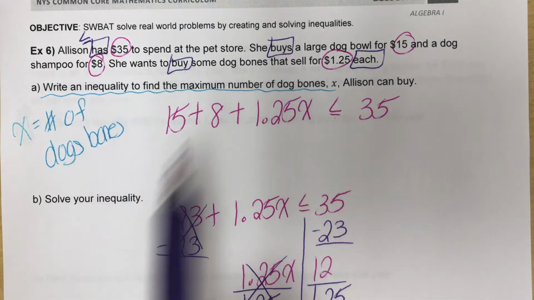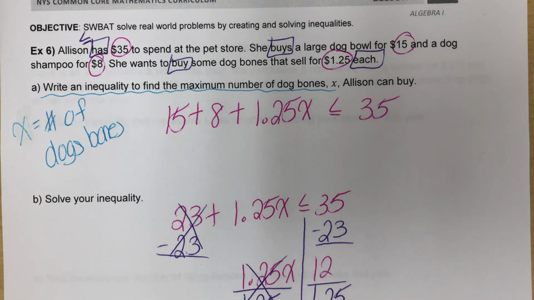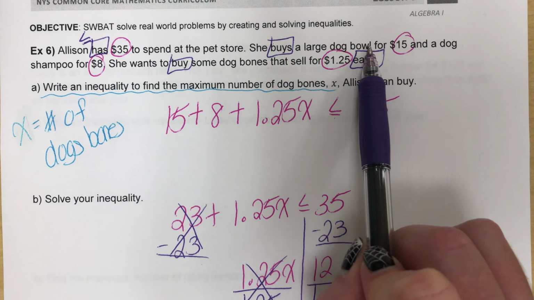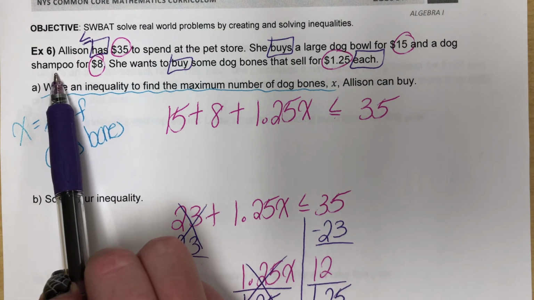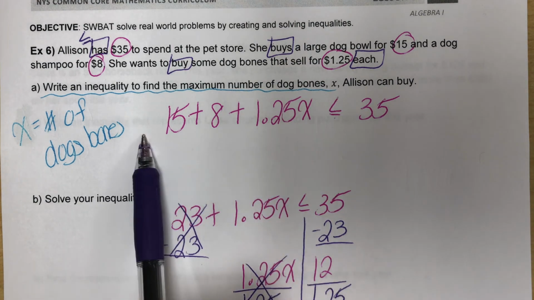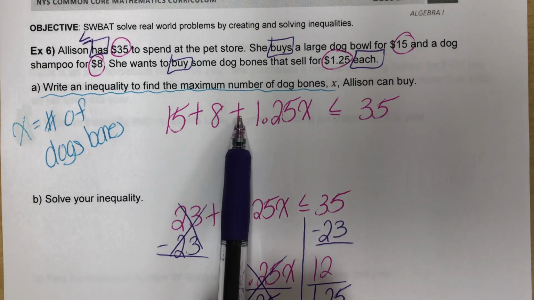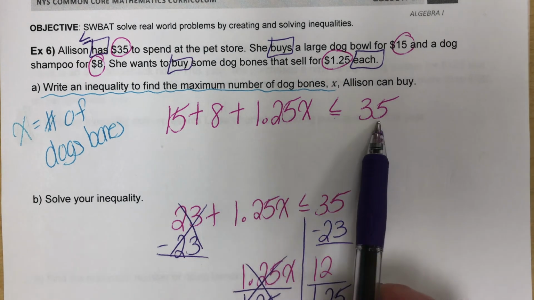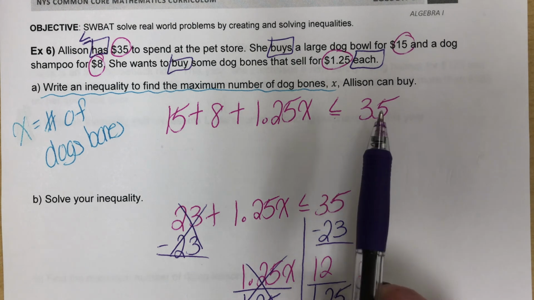She buys, when you guys go to the store and you buy clothes, you buy shoes, you buy food, whatever it is you're buying, you take everything you bought, right? Which was a $15 dog bowl, $8 dog shampoo. She also bought some dog bones, okay? What are you doing with all of those items you're buying? You're adding them together, all right? So just keep that in mind. When you're buying, sometimes we might think subtraction, I guess, just because we're spending money. But you have to think when you go to the store, you add up everything you bought and then you got to pay, right? With the amount of money that you have, she's got 35 bucks.